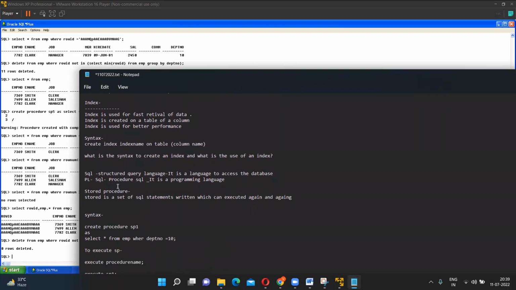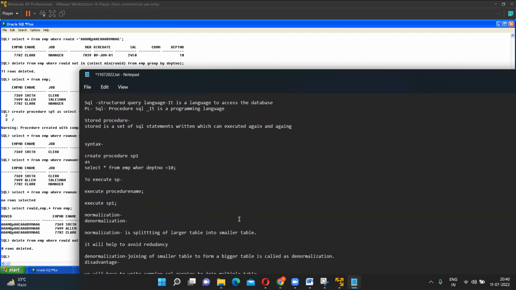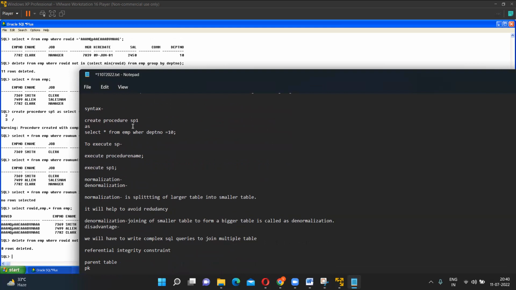Then we discussed stored procedures. I told you SQL is structured query language. It is a language to access the database. PL/SQL is what, guys? It is a programming language. Now in programming language, sometimes they ask what is a stored procedure. I told you, a stored procedure is a set of SQL statements written, which can be executed again and again. Syntax to create a stored procedure: create procedure name as select star from whatever query we want to write.